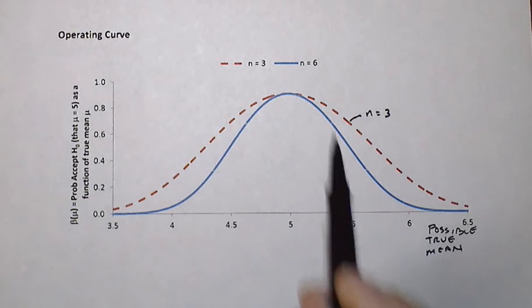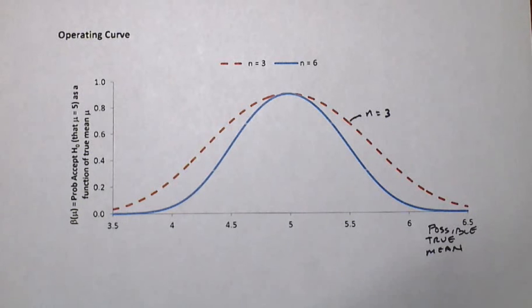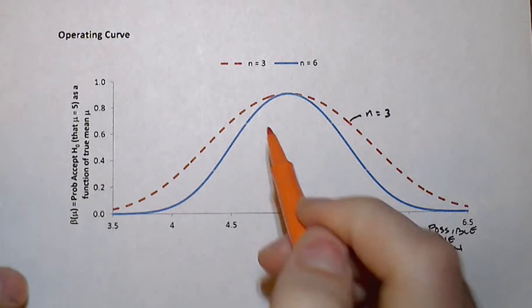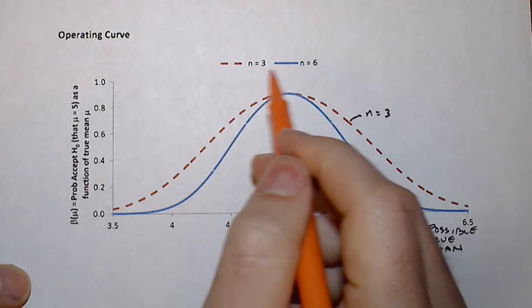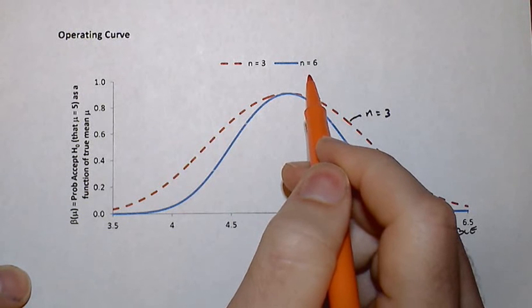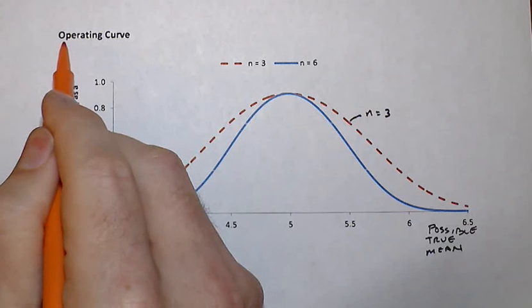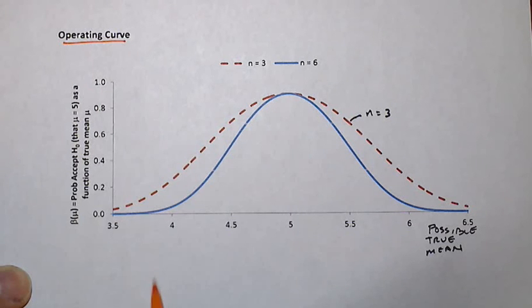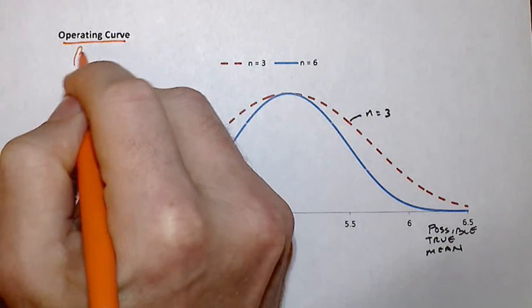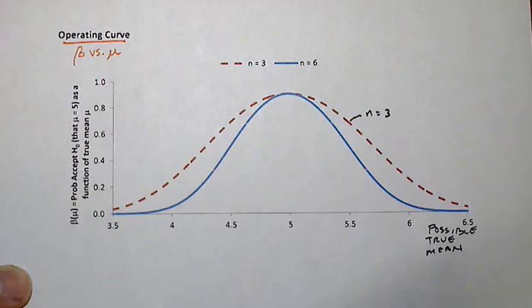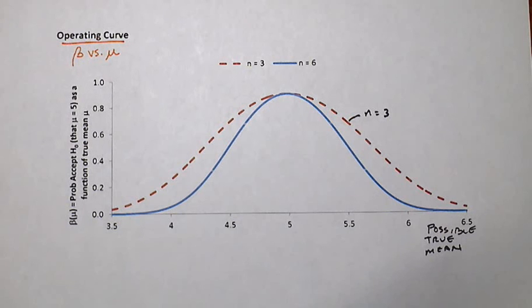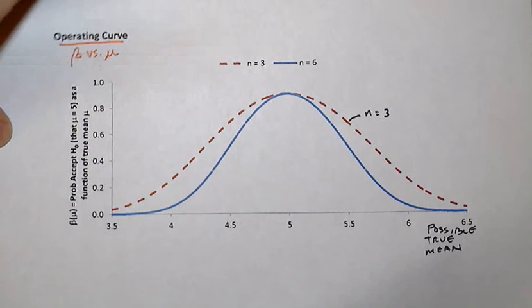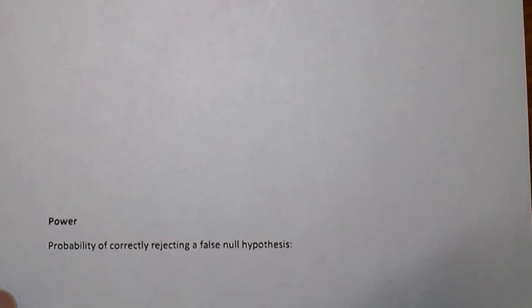Now the thing to always keep in mind is that yes, you could increase your sample size, but that has a resulting cost. This curve that we plotted of beta versus the true mean is called an operating curve, and we're going to be coming back to that a little bit later. And then you see down at the bottom of the page another statement that the power is equal to the probability of correctly rejecting a false null hypothesis.